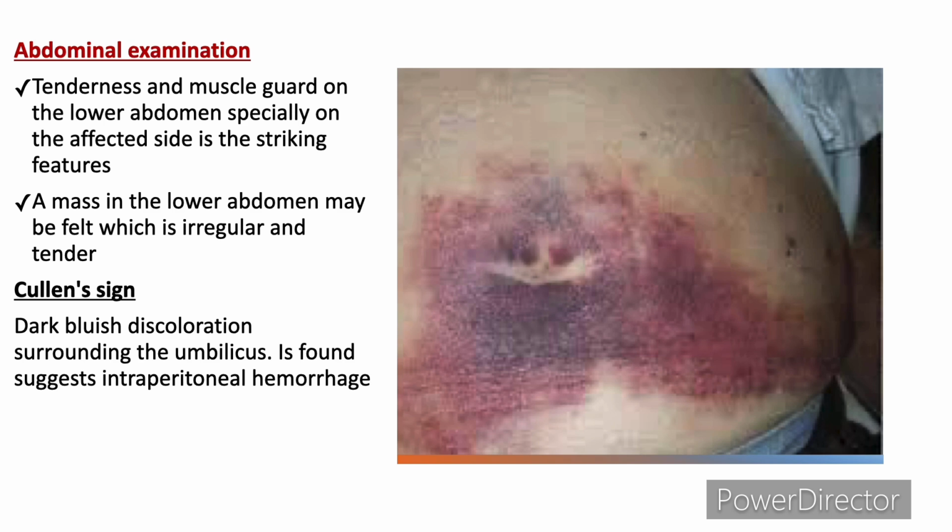Abdominal examination shows tenderness and muscle guard on the lower abdomen, especially on the affected side, which is a striking feature. A mass in the lower abdomen may be felt which is irregular and tender. Cullen sign, that is a dark bluish discoloration surrounding the umbilicus, if found, is suggestive of intraperitoneal hemorrhage.